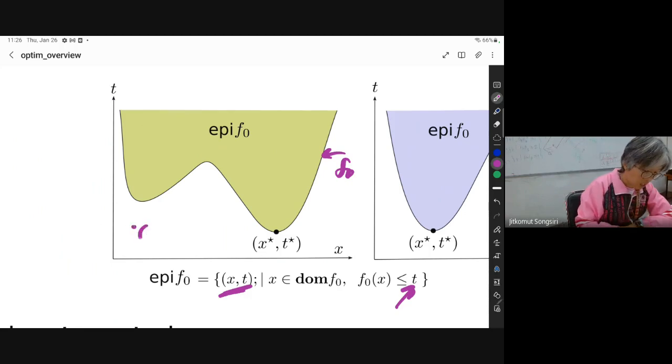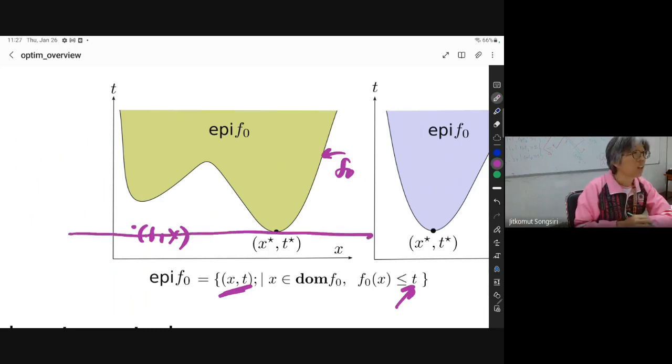This t and x is not in the epigraph of f, because if you draw with this t, your function does not lie below this t. No? Got it?